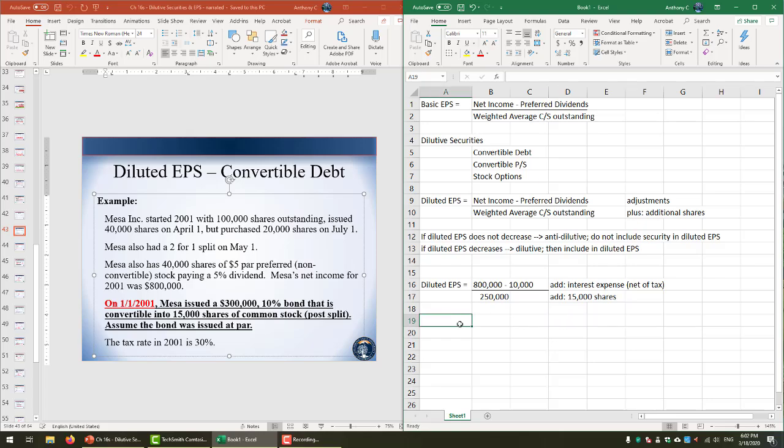Hopefully you remember how to calculate interest expense. It's just principal times rate times time. So in this case, principal is $300,000, our rate is 10%, and the amount of time is 1 year since these bonds were issued on January 1st, 2001. So that gets us out to $30,000. If we look at interest expense net of tax, the tax rate here is 30%, so only the other 70% would affect net income. So if we multiply 30,000 by 70%, we get 21,000.